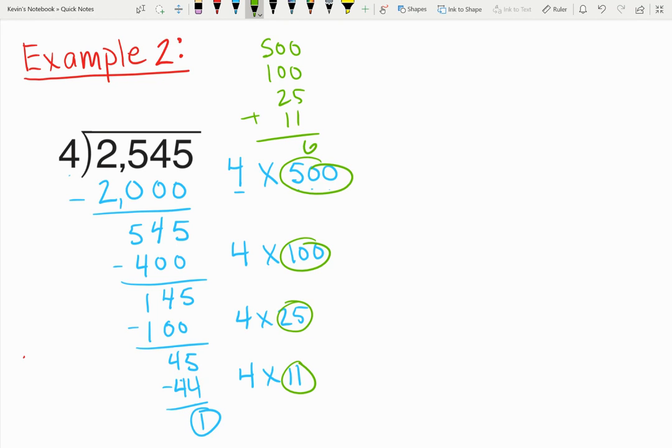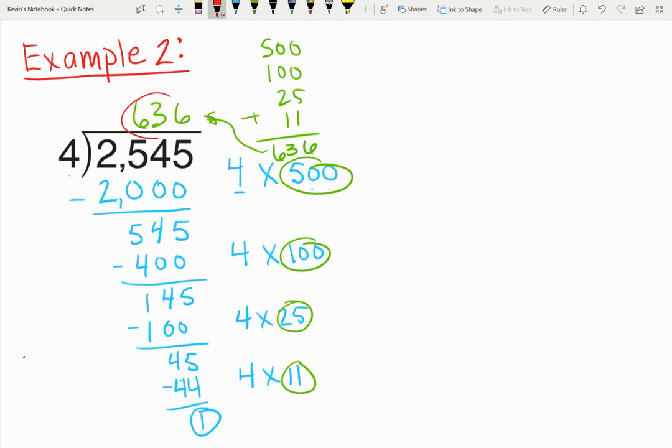Add those up. I get a 6, 3. So I have 636. I'm going to write that up here as my quotient, 636. Okay. So we still need to check our work.